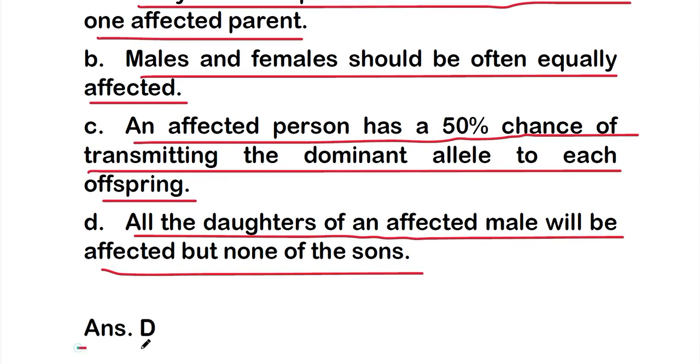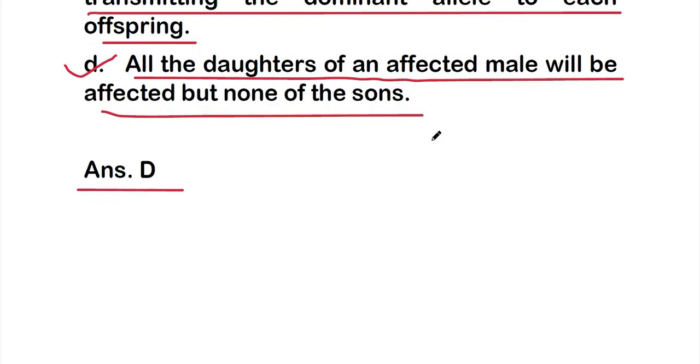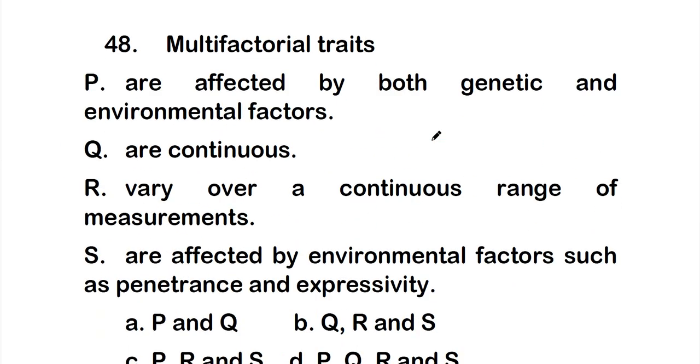So the right answer is option D, that is all the daughters of an affected male will be affected but none of the sons. So this option is not true about autosomal dominant traits. Okay, so next question we will see. Next is question number 48.